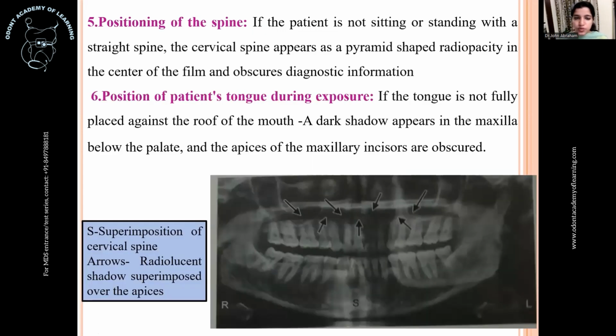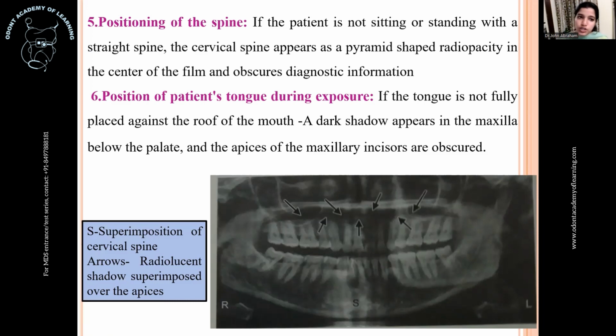Next is positioning of the spine. If the patient is not sitting or standing with a straight spine, the cervical spine appears as a pyramid-shaped radiopacity in the center of the film and obscures the diagnostic information. So, this is a picture showing a superimposition of the spine where the patient is not sitting or standing erect.